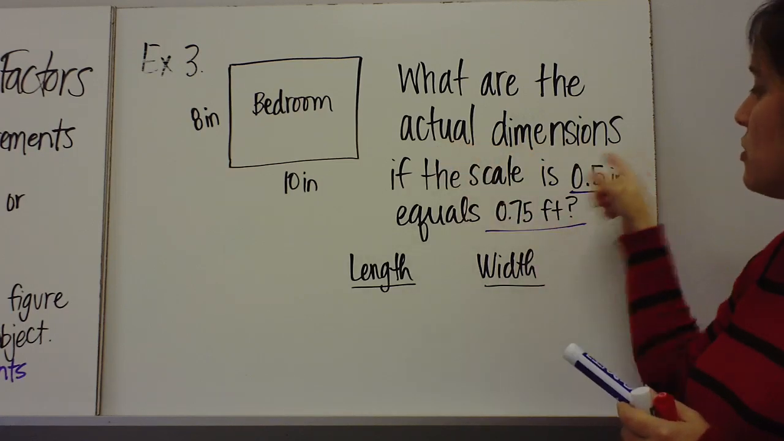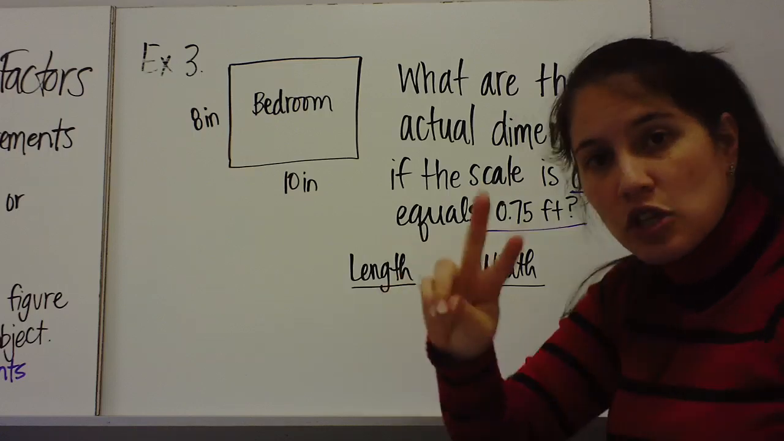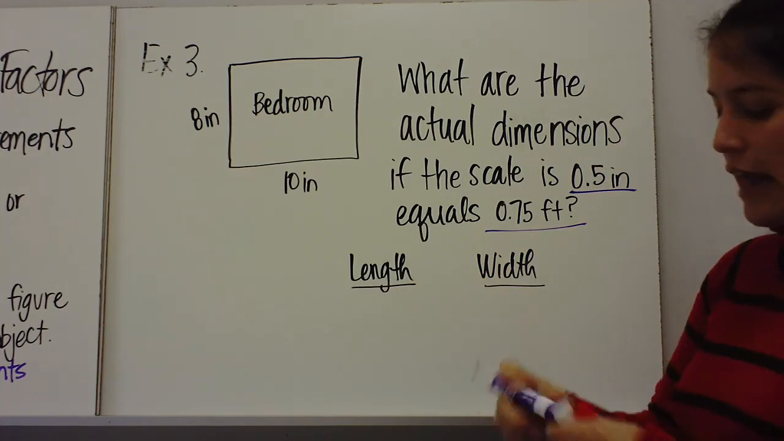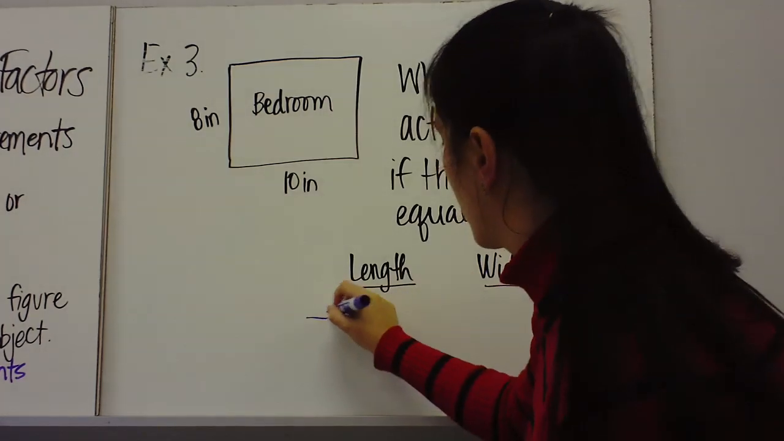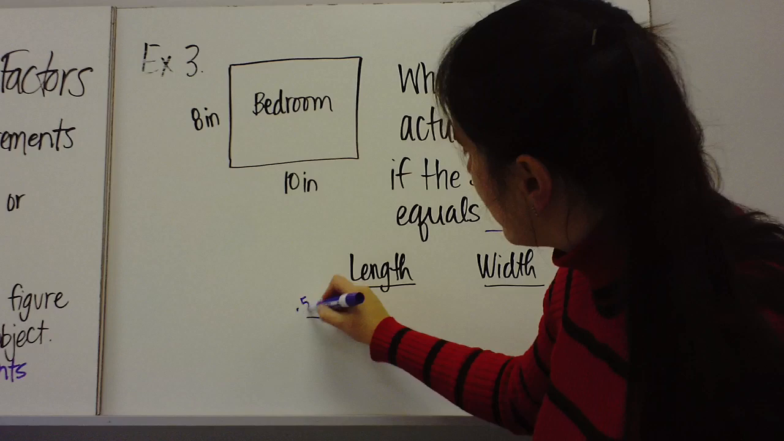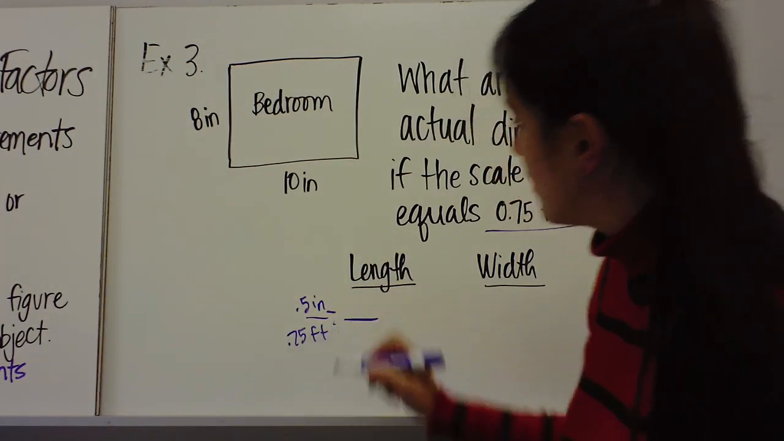And we're looking for the actual dimensions. So dimensions would be length and width. So we're going to have to set up 2 proportions for this, length and width. So we come over here under length, and we use our scale. 0.5 inches equals 0.75 feet.